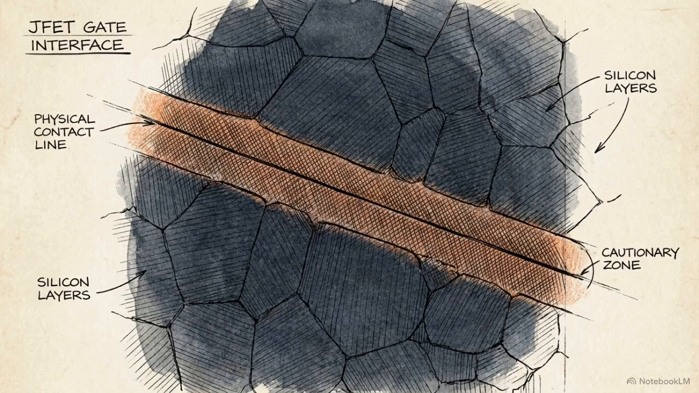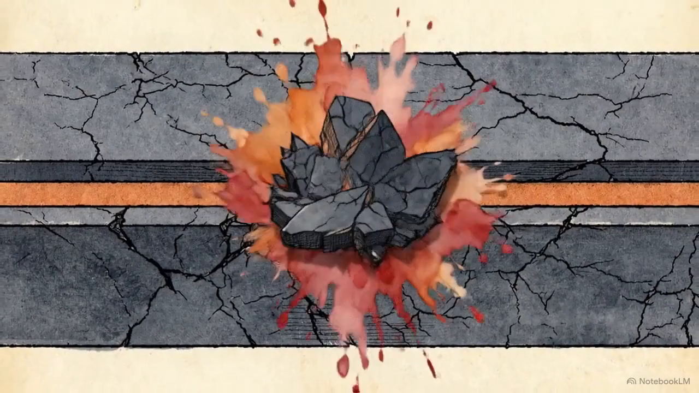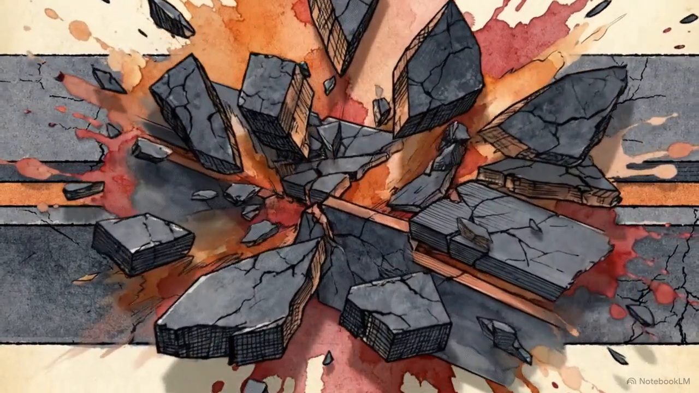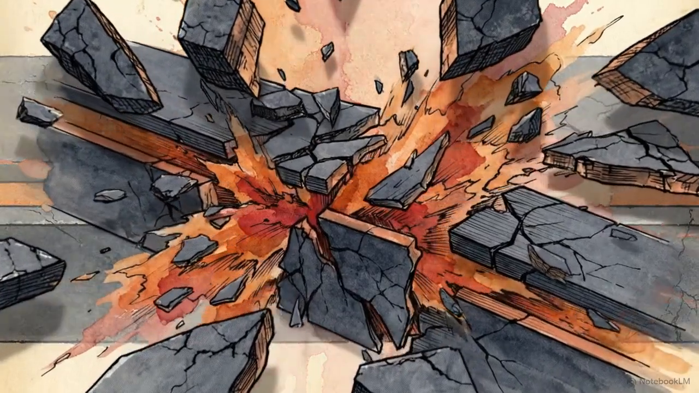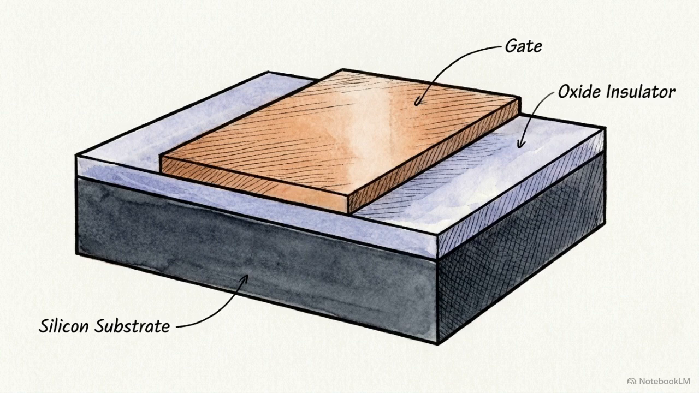However, it still relies on a physical PN junction at the gate. If an unexpected electrical spike forward biases that gate, the junction catastrophically fails, immediately drawing a massive, destructive surge of current. The engineering solution to the junction problem was the metal oxide semiconductor FET.